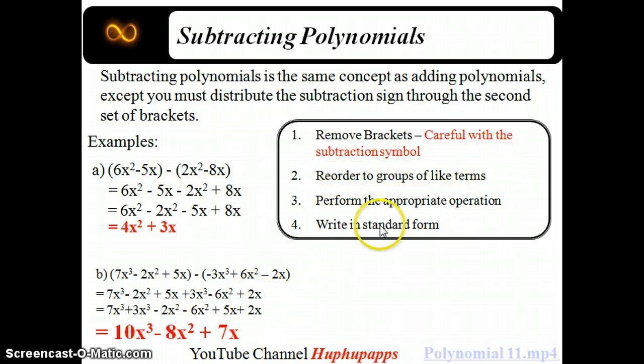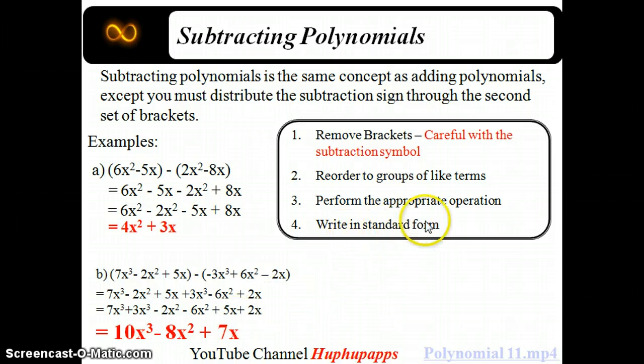We will rewrite them with like terms. All your x cubes will come together, so 7x cubed plus 3x cubed gives me 10x cubed. We will have all our x squares, and this is a negative 2x squared, so negative 2x squared minus 6x squared. Negative 2 minus 6 is a negative 8x squared. Those are like terms. And now I have my x's, so plus 5x and a plus 2x. And I'll combine those terms to get plus 5 plus 2 is a positive 7x.